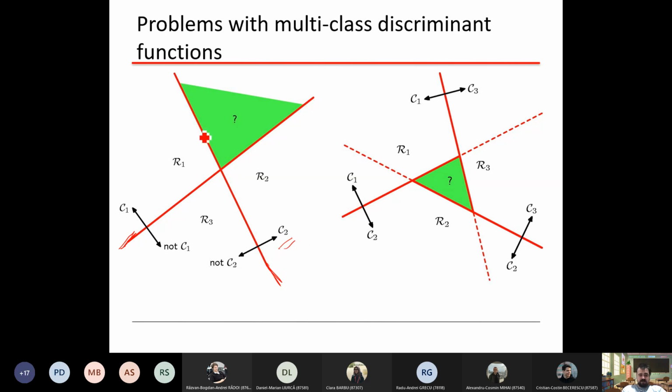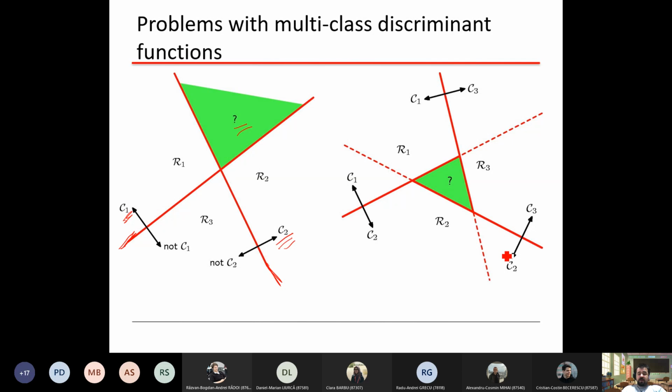And now the problem is whether the green area belongs to class C1 or to class C2, because according to the classifiers, it should be in class C1, but at the same time it should also be in class C2. So we don't know exactly what the class of the green area is. Okay, we don't know what's happening here. Now, this is the problem with the one versus all, one versus the rest classifier.